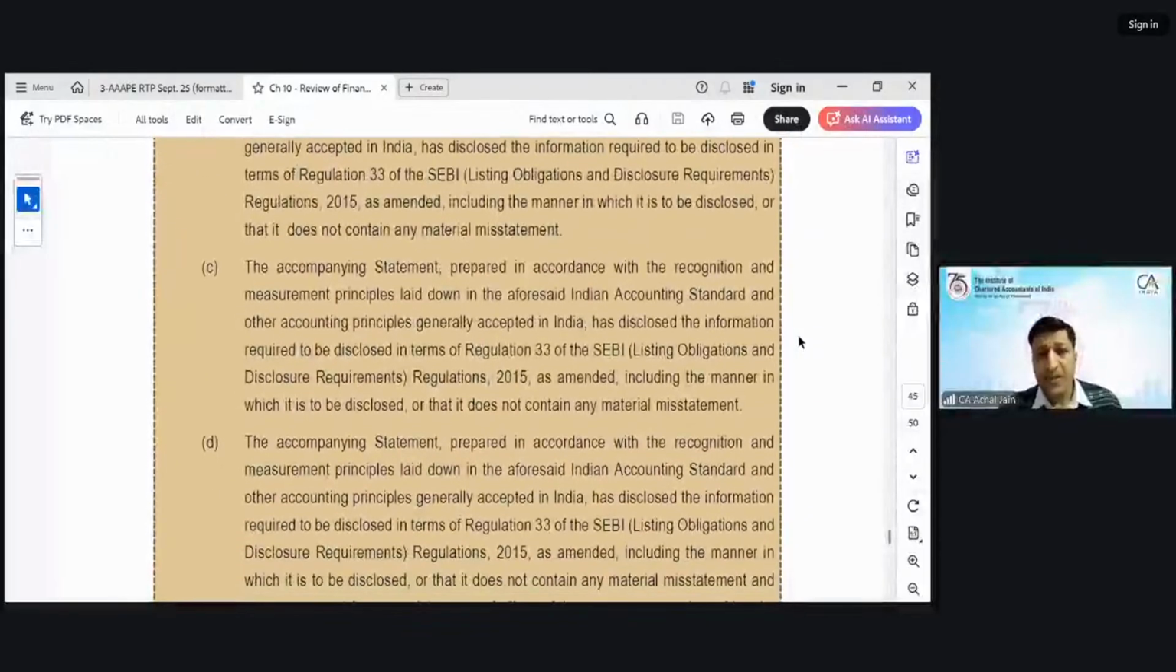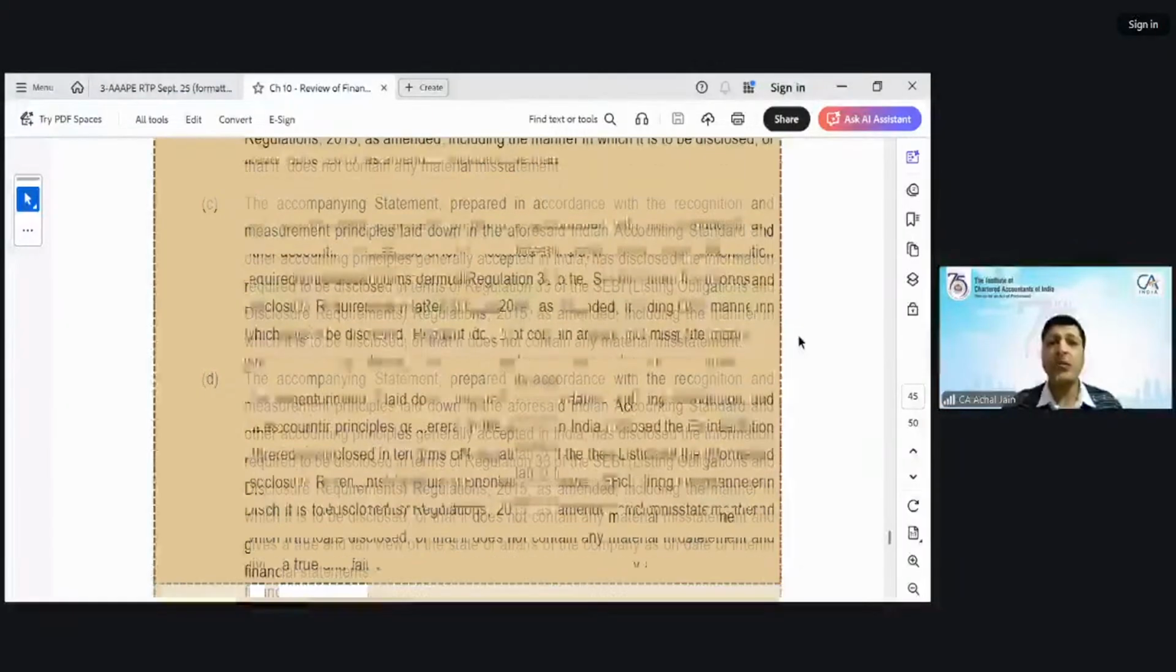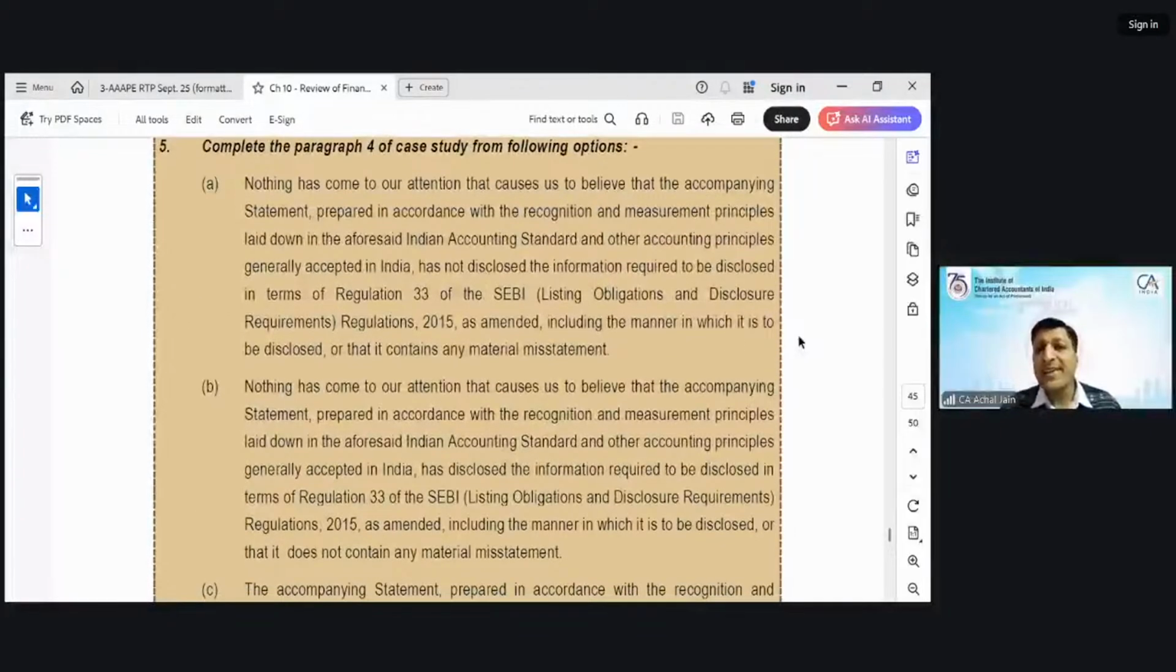C. See, if you look at C and D, it says the accompanying statement prepared in accordance with Ind AS, including the manner in which it is to be disclosed, has disclosed the information required to be disclosed. If you look at C and D, they are worded in a positive manner. Actually, they are positively worded. If you look at A and B, the language given is negative language. They are saying nothing has come to our attention.